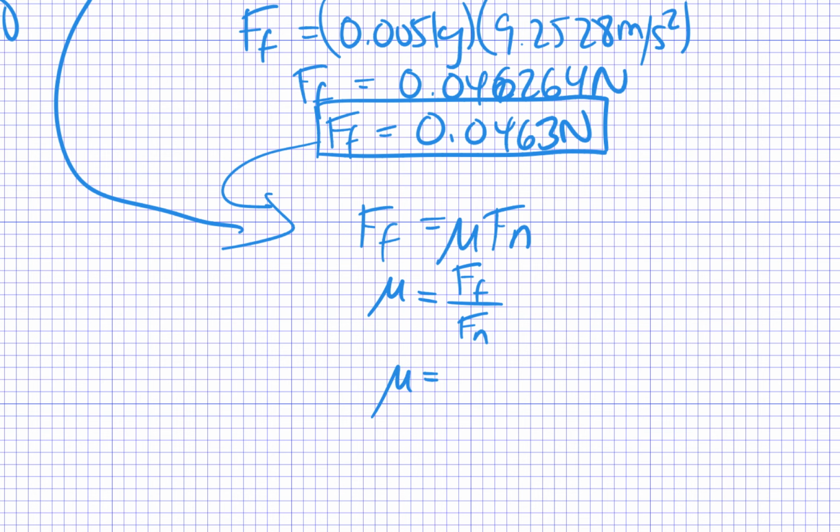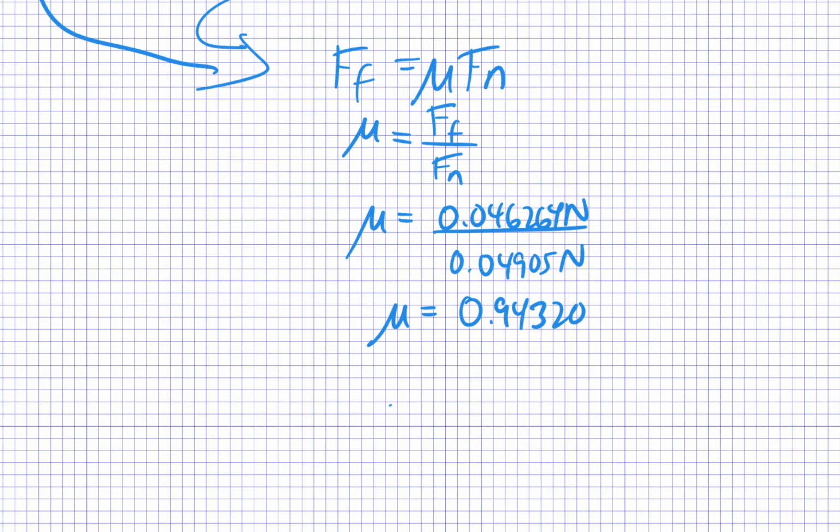So if I plug these numbers in, using all of my sig figs here, I end up with 0.94320, and to 3 sig figs, it'll be 0.943. Okay, so in other words, very sticky, right? Because it has to be between 0 and 1. 1 is the maximum stickiness. So that's as good as we're going to get.